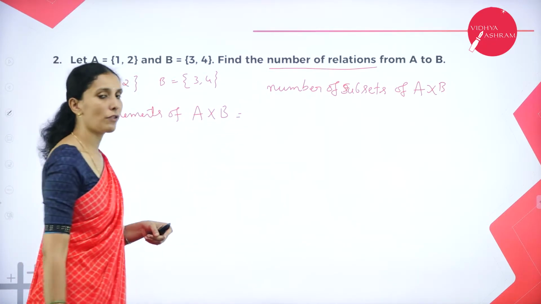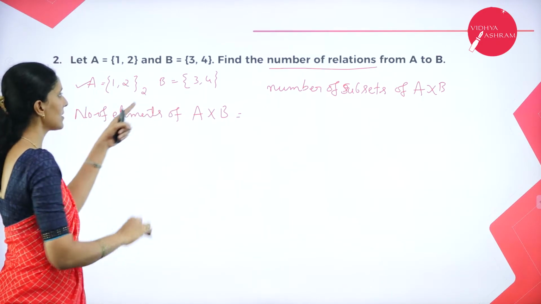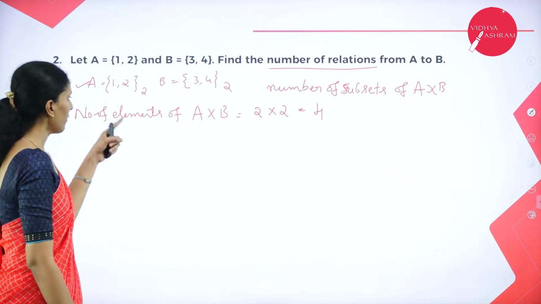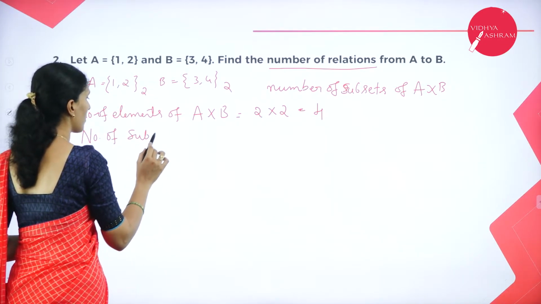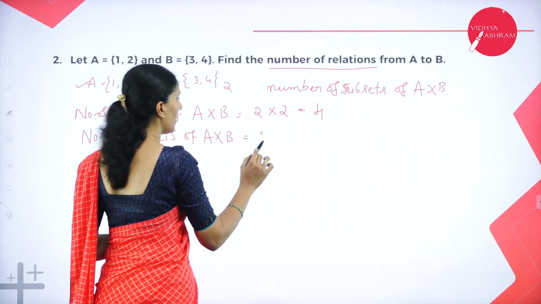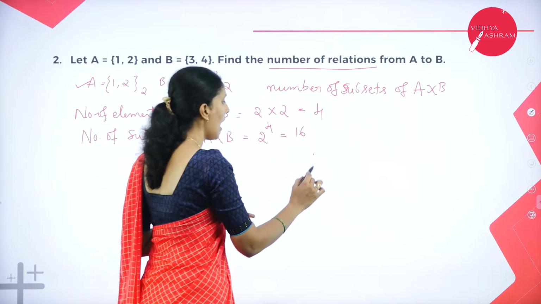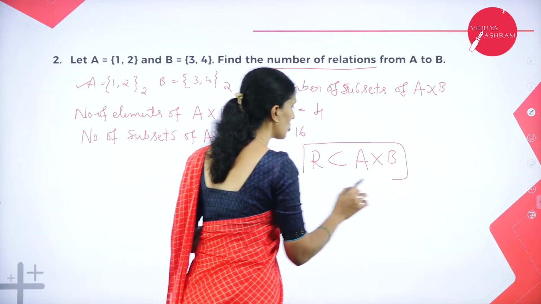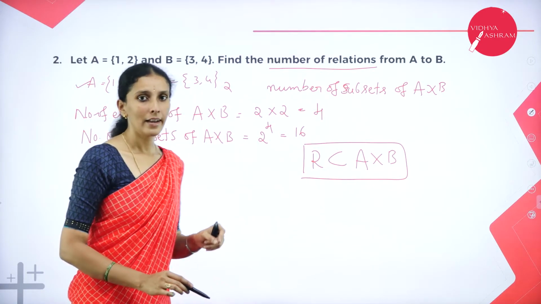How will you find the number of elements of A cross B? By multiplying the elements individually. So A has 2 elements, B has 2 elements. So therefore it is 4. If elements are 4, then the number of subsets of A cross B is nothing but 2 power 4, that is 16. Since R is a subset of A cross B, because R is a subset of the Cartesian product, the ordered pairs in R are contained in the Cartesian product.